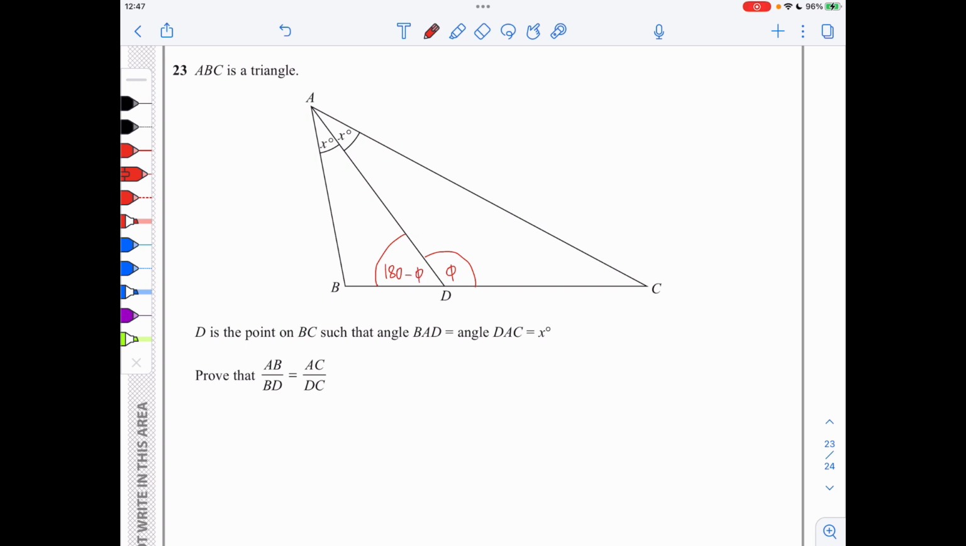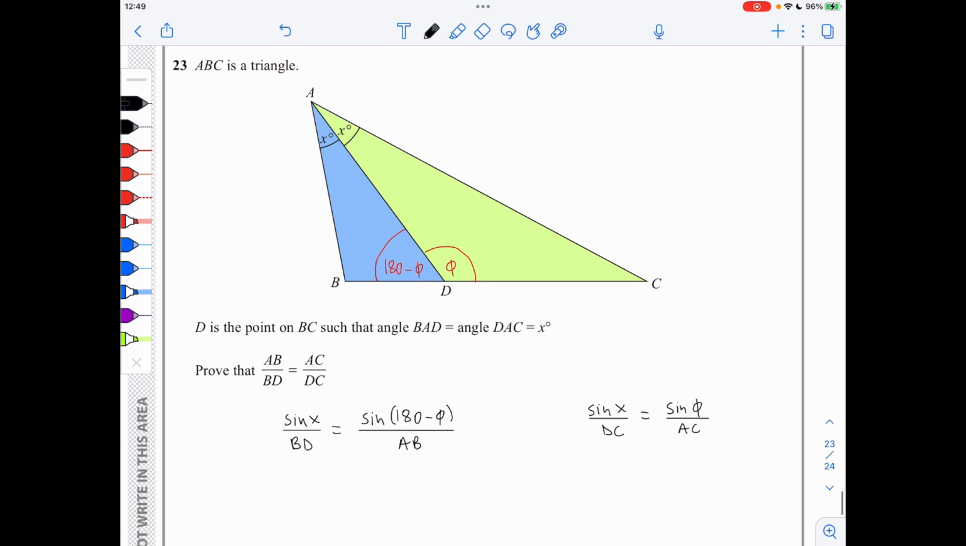So if I consider triangle ABD, then we can see that sine of x over BD is equal to sine of 180 minus phi over AB. Now similarly, I could consider the triangle ADC, and in this case I get that sine x over DC is equal to sine of phi over AC.